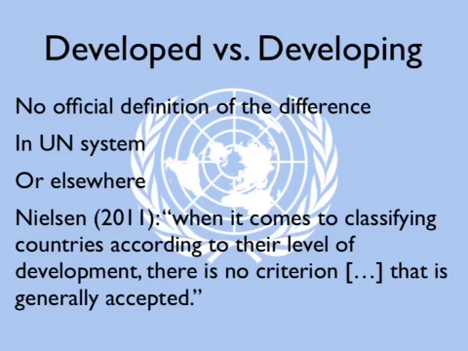There is no official definition of the difference in the United Nations system and elsewhere. A study done by Nielsen in 2011 shows that when it comes to classifying countries according to their level of development, there is no criterion that is generally accepted. Again, here classifying, so organizing, deciding which one is which. There is no criterion, so a clear standard, a clear definition that is generally accepted.